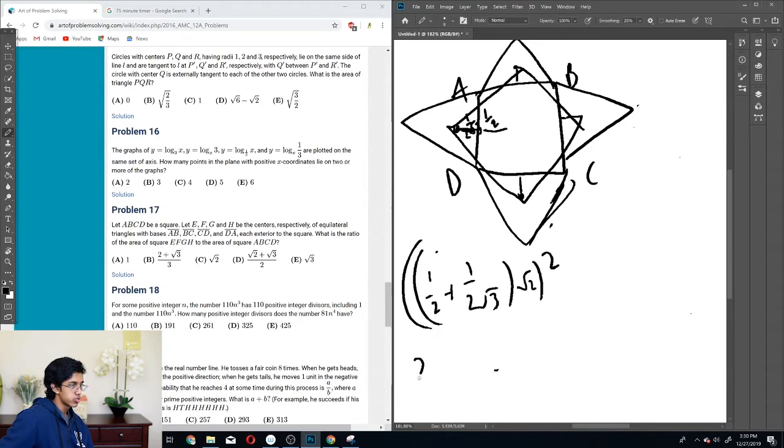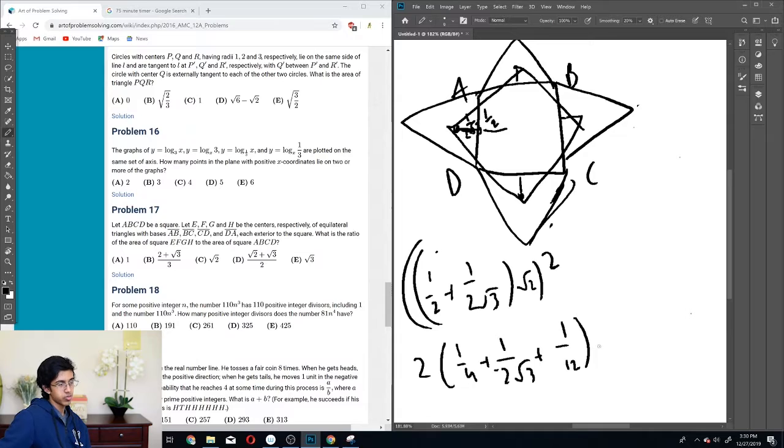So it's just 2 times 1/4 plus 1 over 2 root 3 plus 1 over 12. And that is just equal to what? So 1/4 plus 1/12 is equal to 4 over 12, which is 1/3. And then you add 1 over 2 root 3, and then you multiply by 2, so you get 2/3 plus root 3 over 3, which is equal to 2 plus root 3 over 3, which is B.